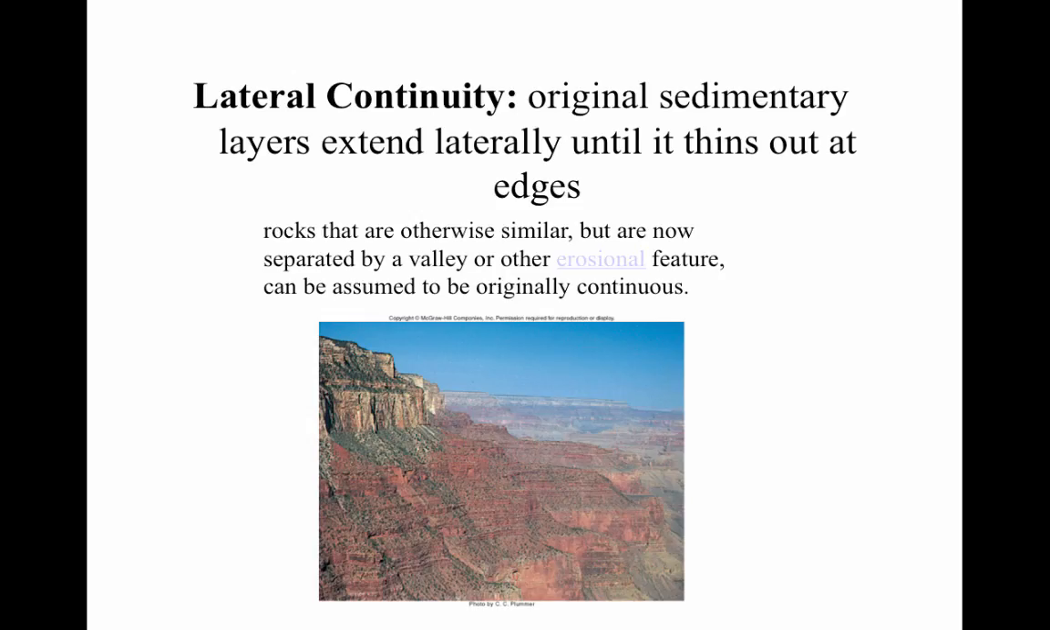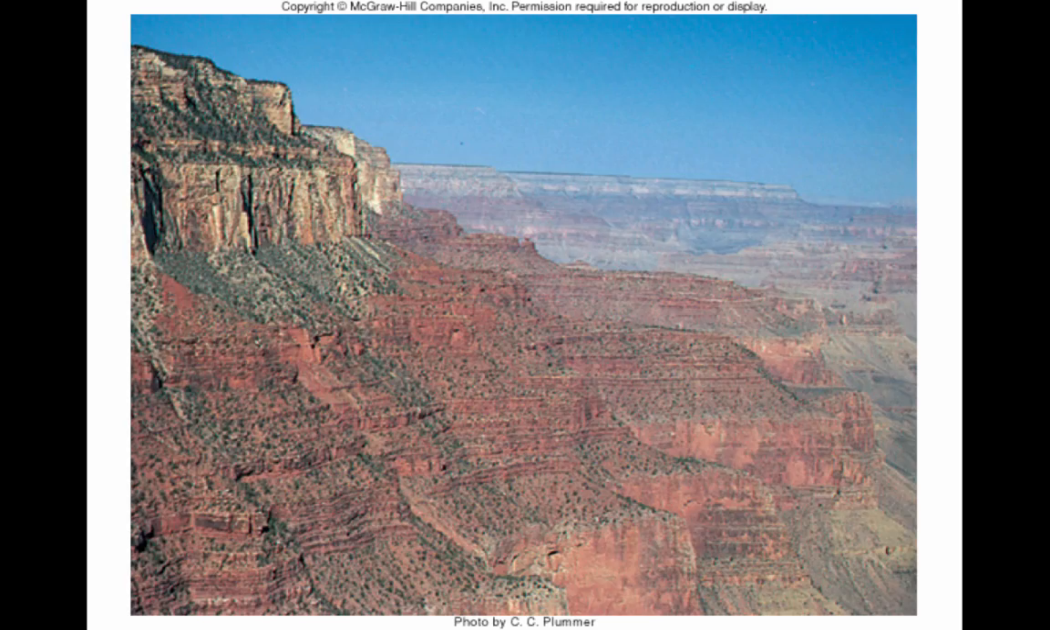Lateral continuity. Now this is a principle that explains why when you look at the Grand Canyon, you can see the same rock formations on both sides of the canyon. They were originally horizontal, and erosion cut out the rocks between them. That's our lovely Grand Canyon.